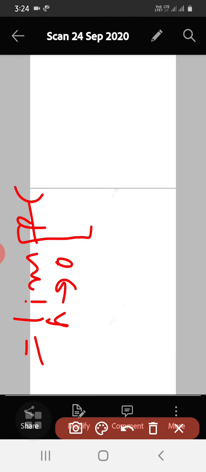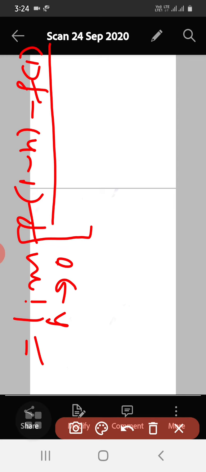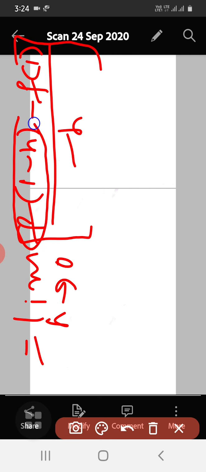So that is limit h tends to 0, f of 1 minus h minus f of c, where c means 1, divided by minus h in the denominator. So what is this f of 1 minus h? What does f of 1 minus h mean?